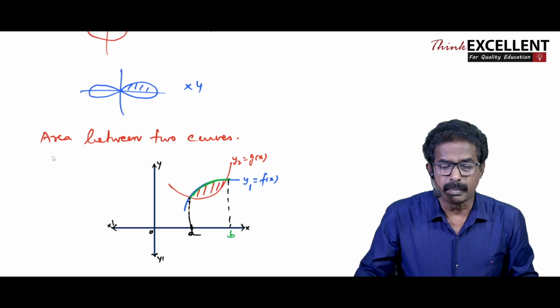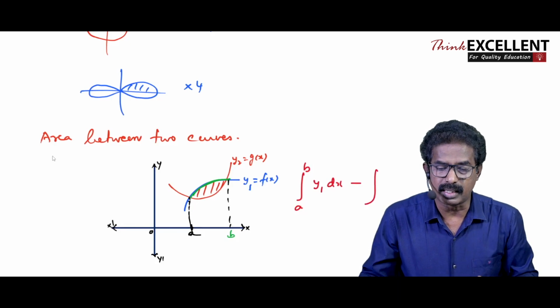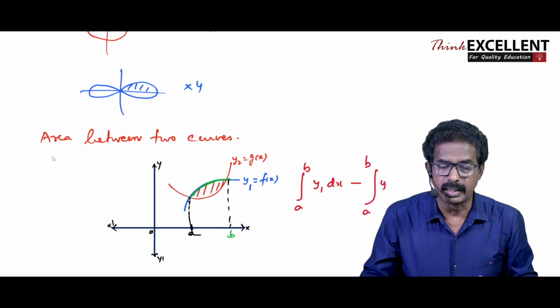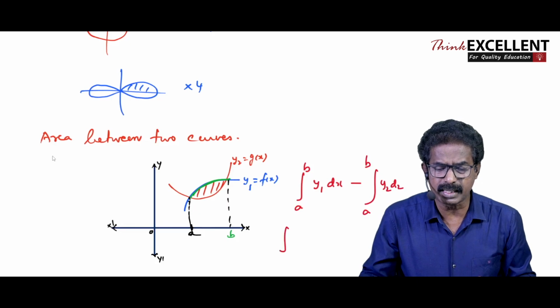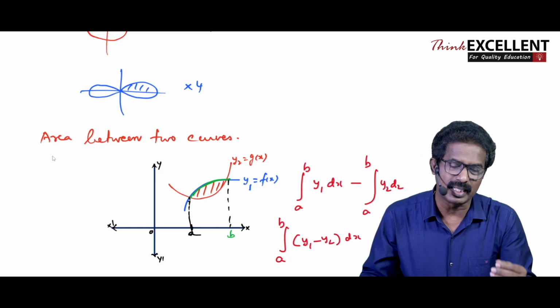So the area bounded by the upper curve is integral a to b y1 dx, minus the area bounded by the lower curve, that is integral a to b y2 dx. Since the limits are the same for both, you can say integral a to b of (y1 minus y2) dx. If you have studied area, this is not very tough. Very easily you can study.